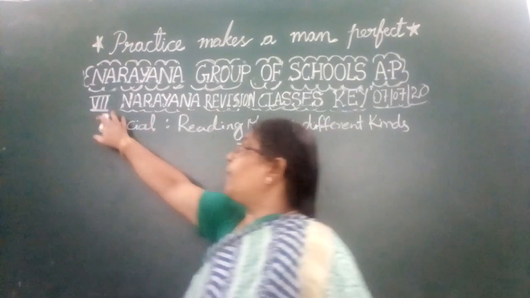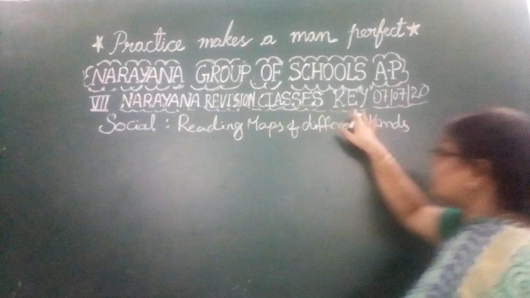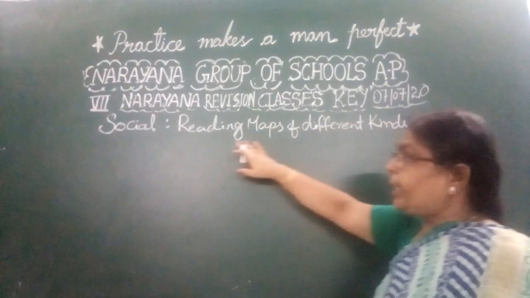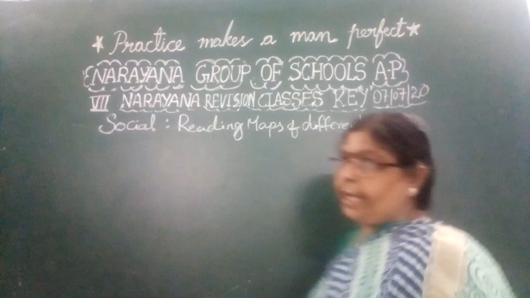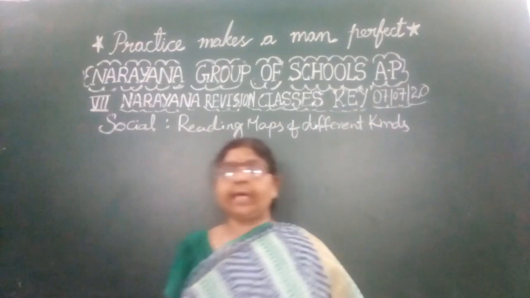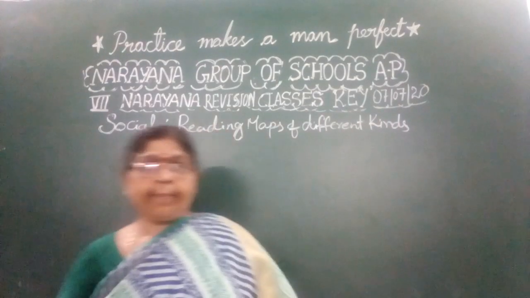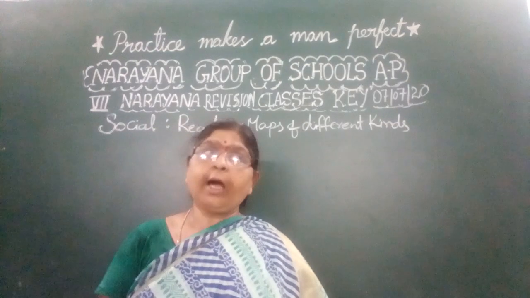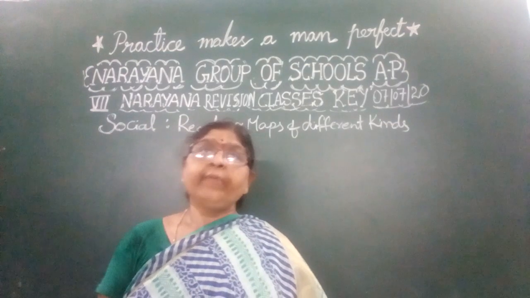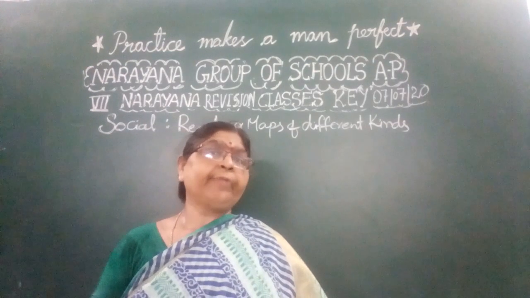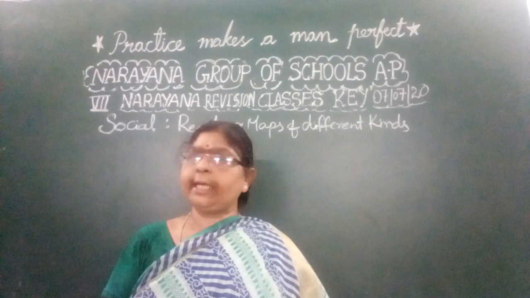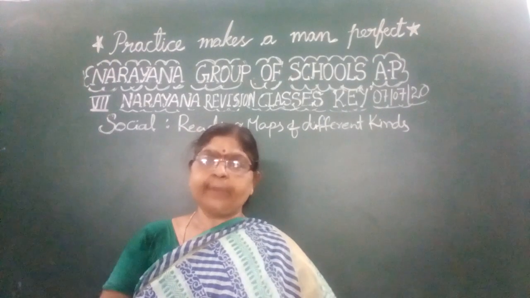See here, Class 7 Narayana revision classes, dated 7th of July. Social studies topic is reading maps of different kinds. How many kinds of maps are there? Physical map, political map, thematic map, like these different kinds of maps are there. So how to read these maps? With the help of the symbols, with the help of the directions, by using all these things, how we will read the maps, that is the main concept of this particular lesson.